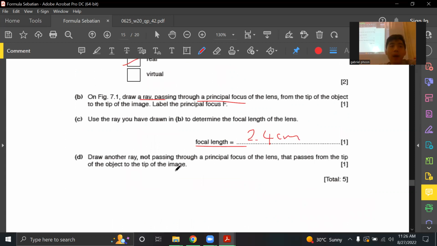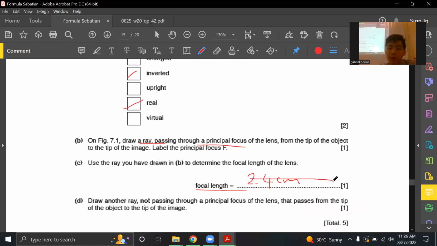Right. Then, 2.5. Oh, yeah, somewhere around there. It will be somewhere around there. There will be a plus minus 0.1 cm allowance, which is fine.